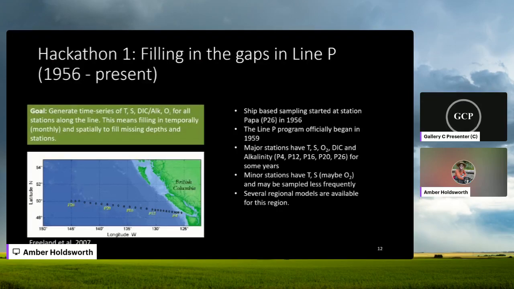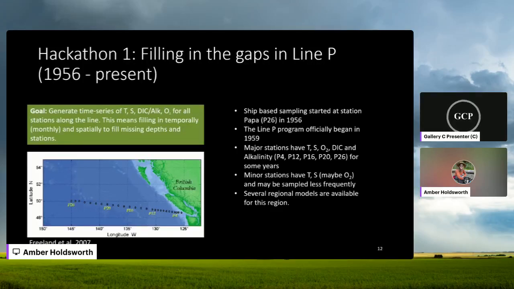And so hackathon 1 is about filling in the gaps in Line P. If you're not familiar with Line P, it's actually one of the longest time series in the ocean. You can see the line here off of the West Coast of Vancouver Island. It has ship-based sampling starting at Station Papa in 1956 and officially began in 1959.